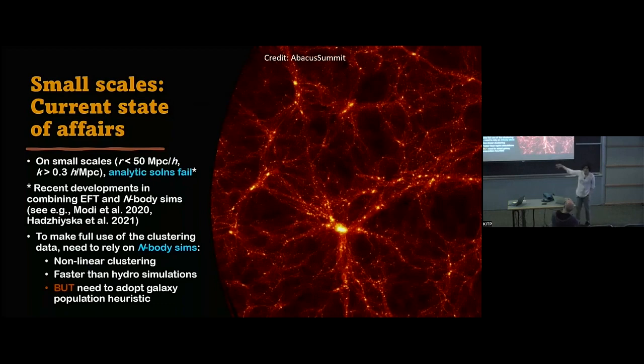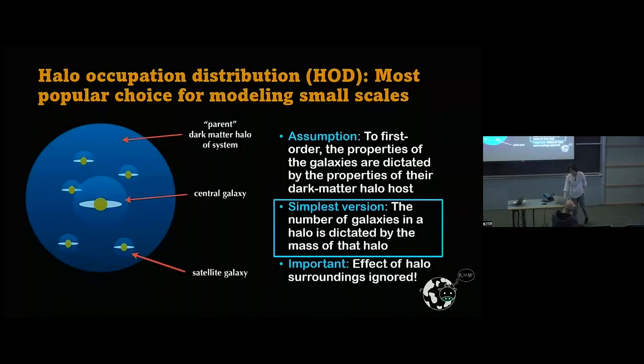They provide us nonlinear clustering. They're faster than hydro simulations. But the downside is that we need to come up with some galaxy population heuristic. To those of you who are familiar, this will be a review, but the most popular way of populating these simulations and then comparing them with observations is the so-called halo occupation distribution model, or the HOD model, in which the simplest assumption is that to first order, the properties of the galaxies are dictated by the properties of their dark matter hosts.